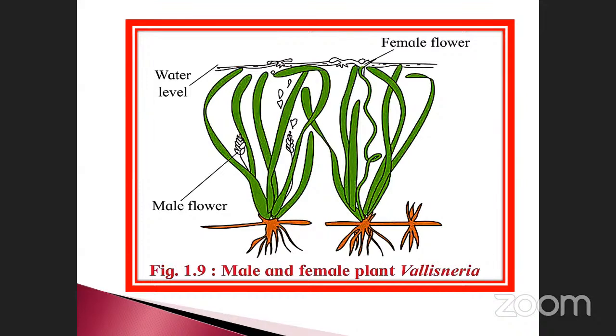What are female gametogenesis, and how ovule formation happens, what are the types of ovules? These things we already discussed, isn't it?